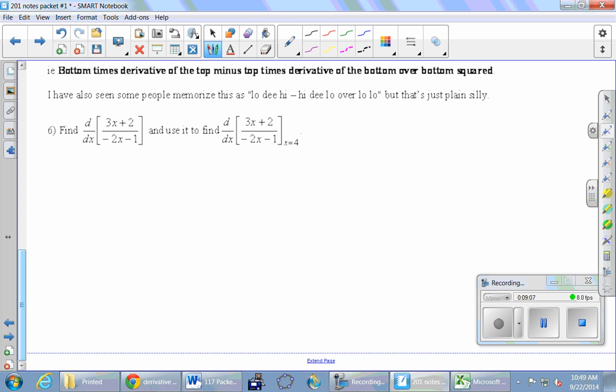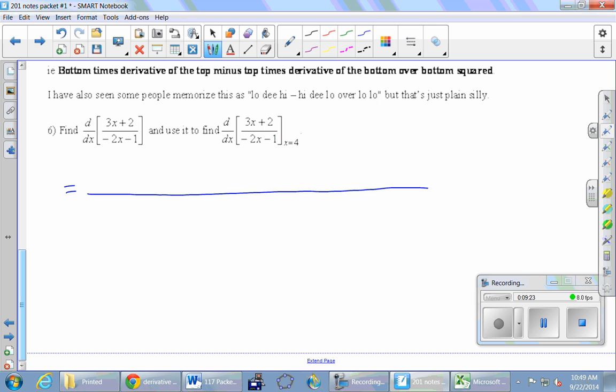It's a division. It's a quotient. So that tells you to use the quotient rule. The very first thing I do with the quotient rule is make a big fraction and put the bottom, because it's really easy to get lost in all the stuff on top and forget that there's a denominator.